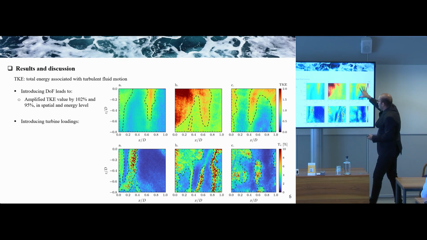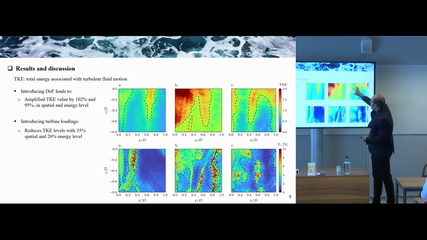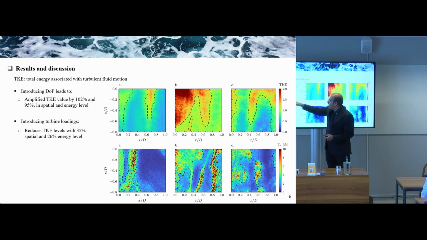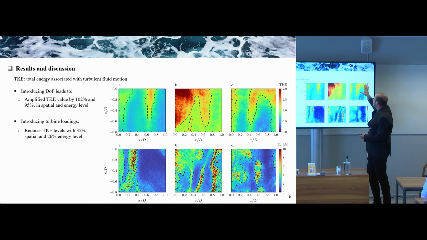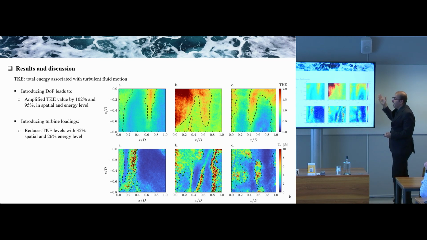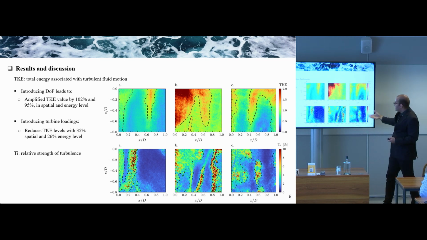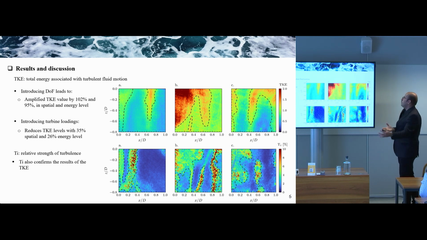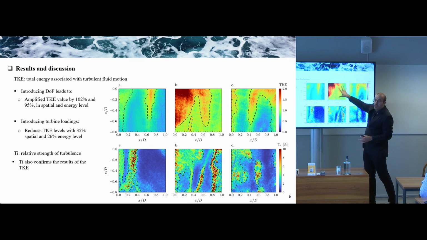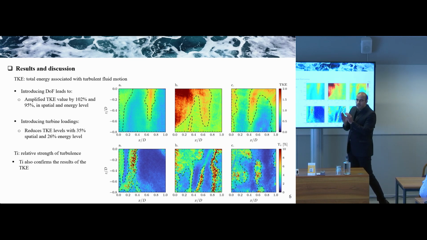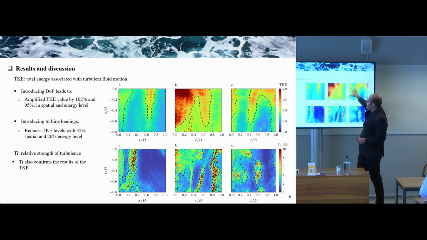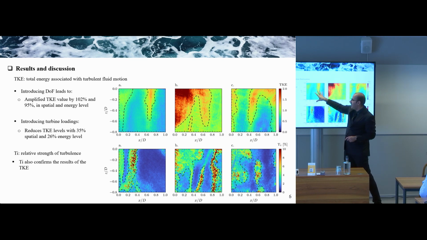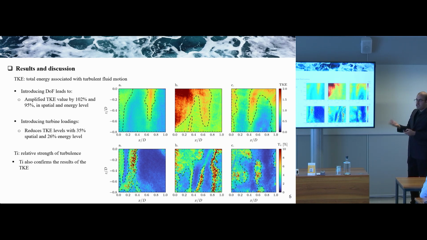And when we introduce the turbine loadings, so now we're going to compare these two results, it's reduced by 35% in terms of spatial and 26% in terms of the energy level. And the results of the turbulence intensity are in the same range. So what we can see from here is that if you model a full system with a floating one, you're going to have an overestimated result, but they are pretty similar to each other. But when you want to model a full system with a fixed model, you're going to have really underestimated and out-of-range results in terms of the viscous drag.